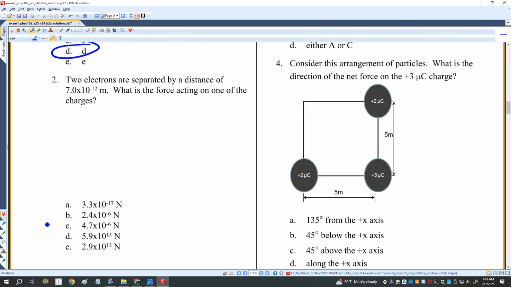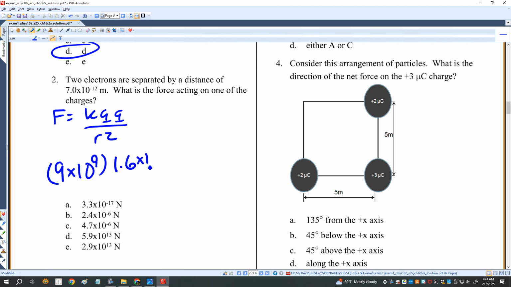Two electrons are separated by this distance. What is the force? So remember, F is equal to kQQ over R squared. That's 9 times 10 to the ninth times 1.6 times 10 to the minus 19.